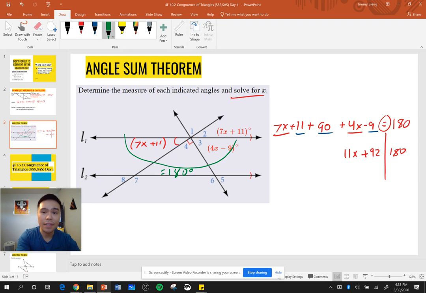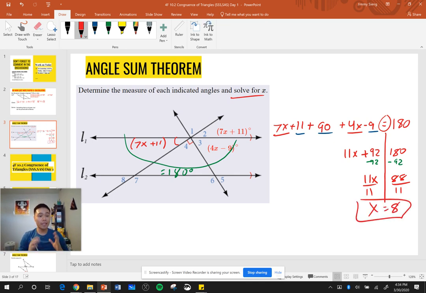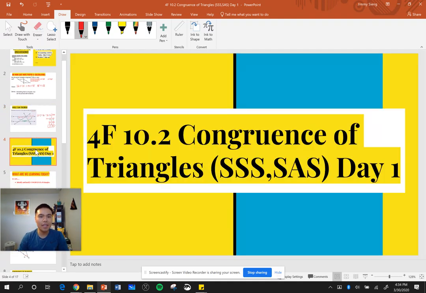So now you know how to do this. We just have to first subtract 92 from both sides. So you get 11x equal to, looks like I got 88. Divide. What's my answer? x equals 8. Okay, so that's my answer for x equals 8. And now I can throw that into my equations and find the angles 4, 3, 2, 1, and all those other ones. I'm not going to spend too much time with that, but I just wanted to leave that with you all. Let's get into our lesson.